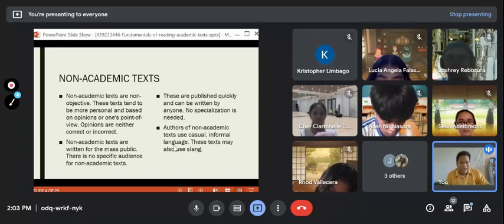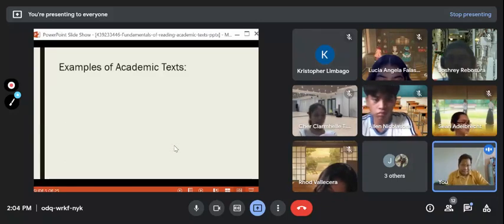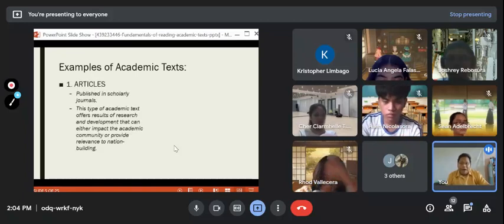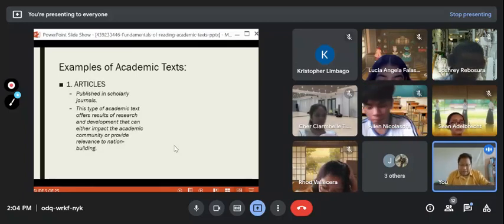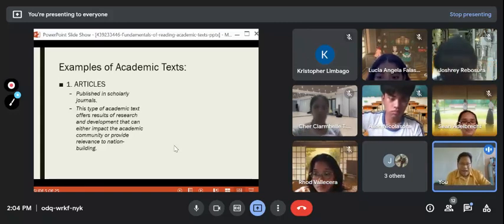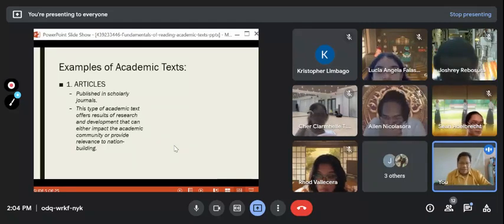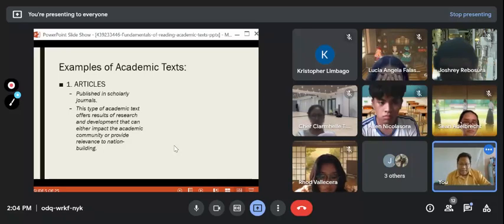Slangs may even come out in these kinds of text. What are examples of academic texts? Anyone from the group who can share an answer? We may have an article, like the one you've probably approached in research. You may call them entries published in scholarly journals. This type results from research and development and can even have its impact on the academic community or provide relevance to nation building.